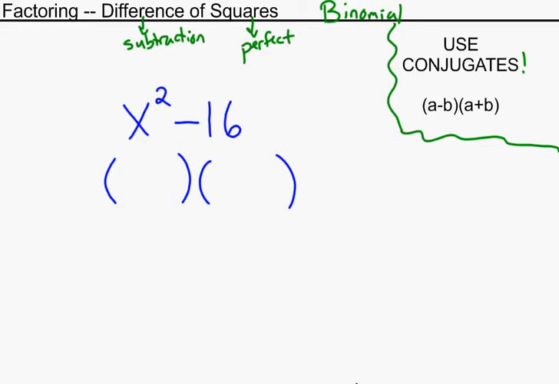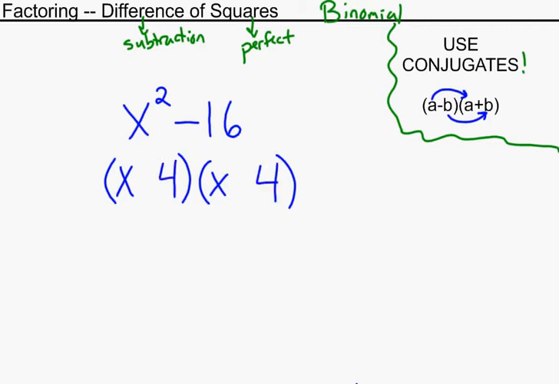The beautiful thing about conjugates is the middle terms cancel out, so in order to get my two pieces, I just take first times first. So in this case, I'm thinking what times itself is going to give me this x squared term. And I realize that it's x and x. I don't have to worry about the middle terms because they'll go away. I take last times last. So I think what's going to give me a 16, and I know that that's going to be 4 times 4. So I put the 4 and I put the 4.